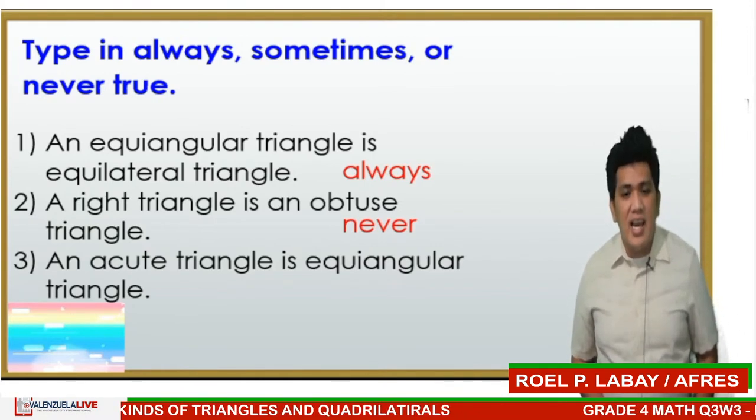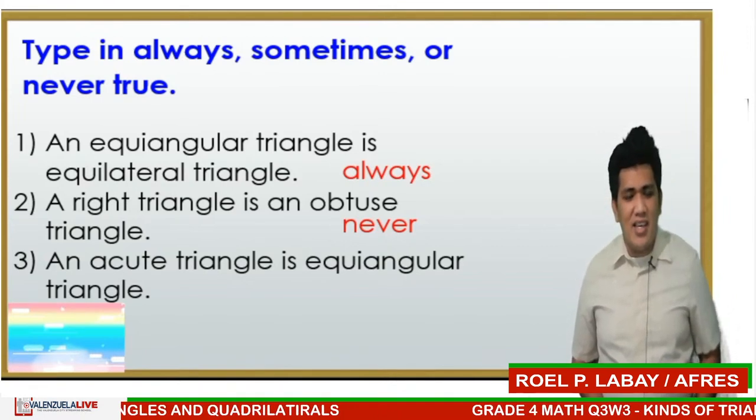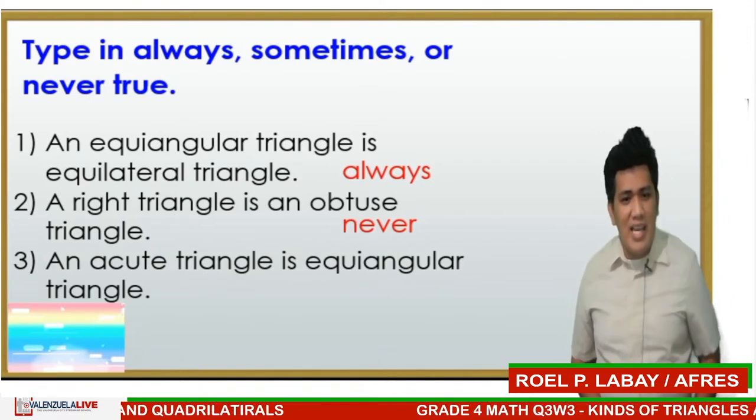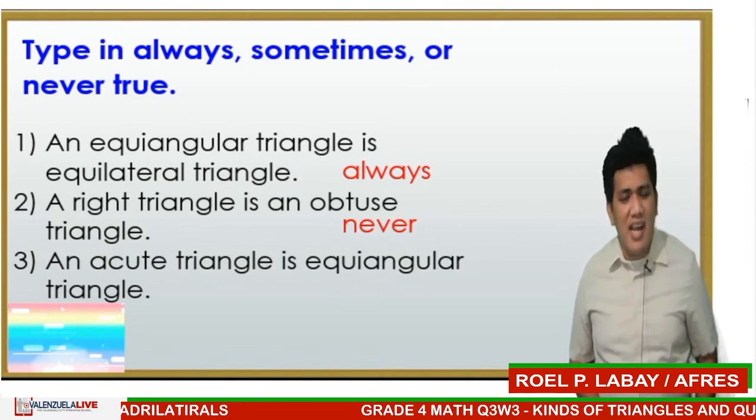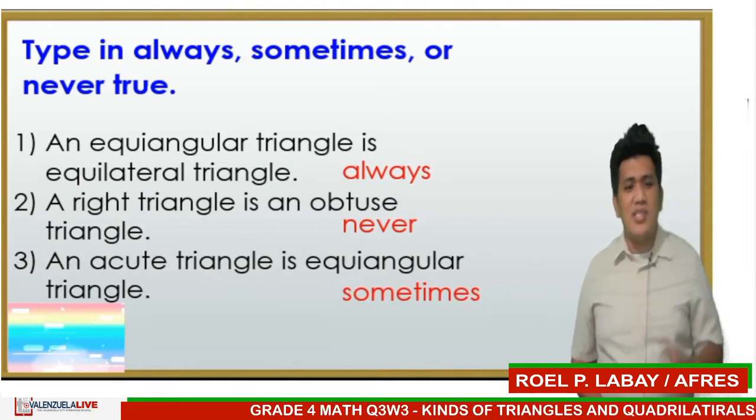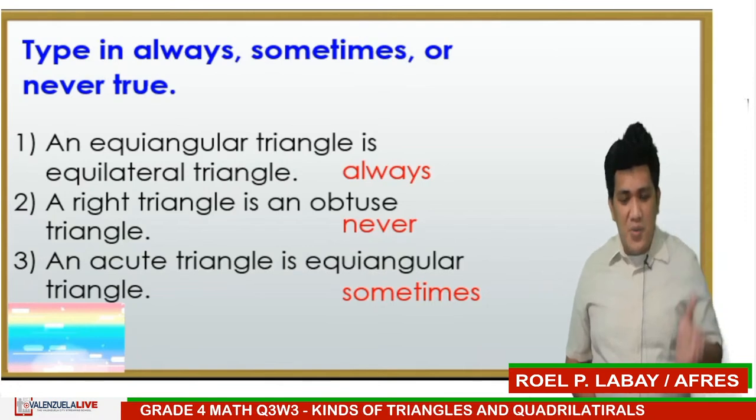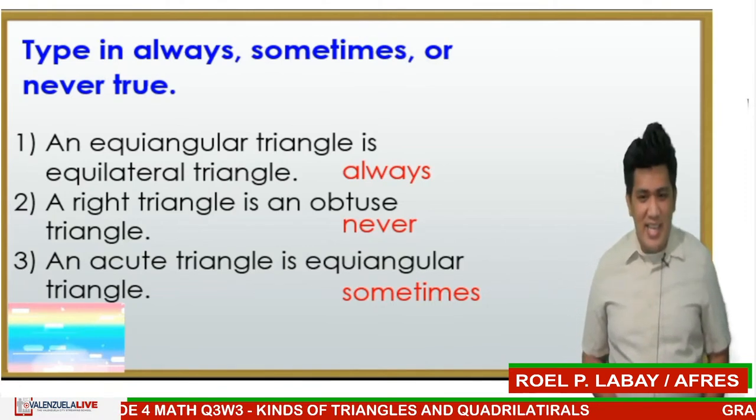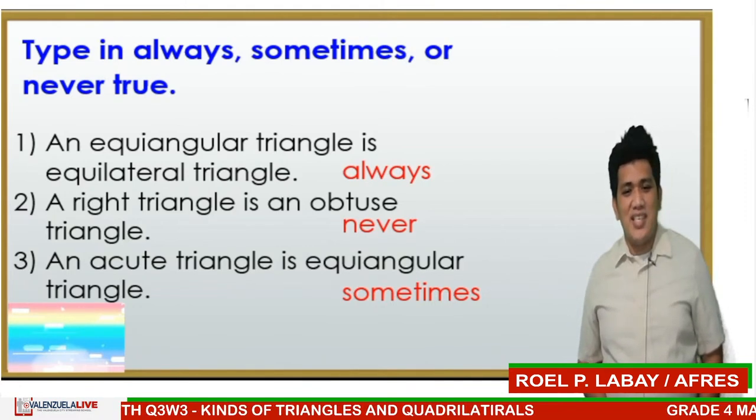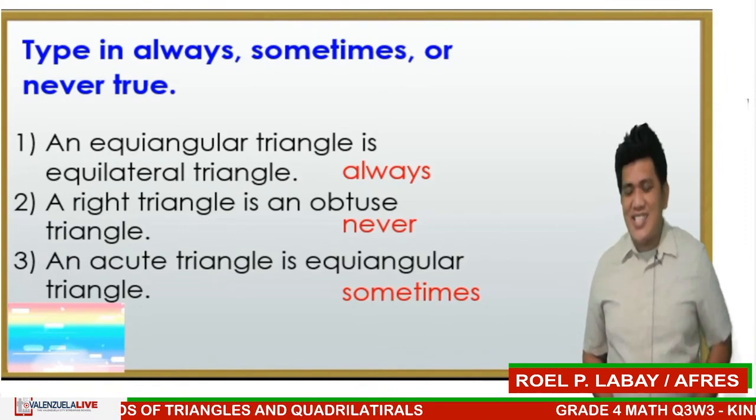Number three, an acute triangle is an equiangular triangle. Again, an acute triangle is an equiangular triangle. Correct. Sometimes, because not all acute triangles are equiangular triangles. Did you get the same result? Excellent!